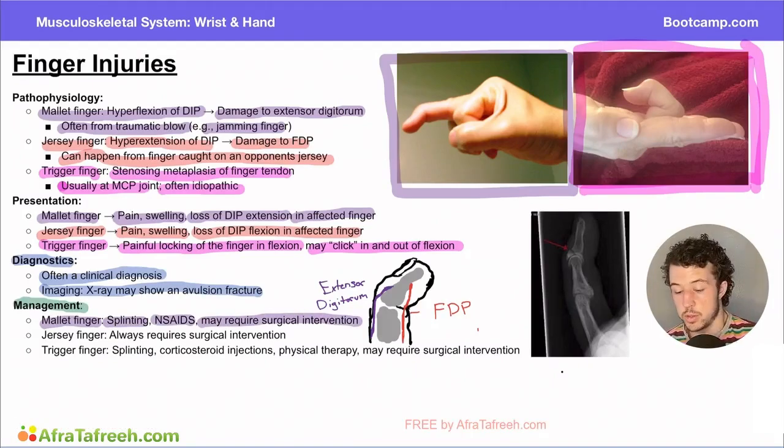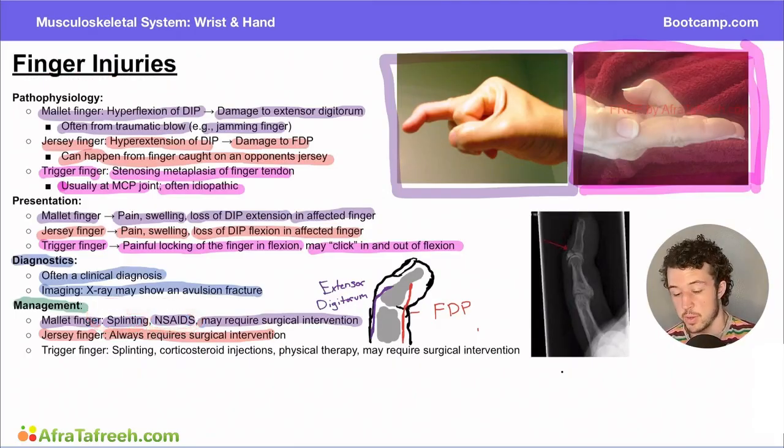In contrast, jersey finger will always require surgical intervention. Because that hyperextension injury is going to be severe damage to the flexor digitorum profundus, we're going to need surgery in order to repair it. It won't heal on its own. And so this is an important diagnosis to not miss. Because it won't heal on its own, if you falsely diagnose this as a sprain and send the patient home and tell them to just take Tylenol and rest it up, they're not going to get better.